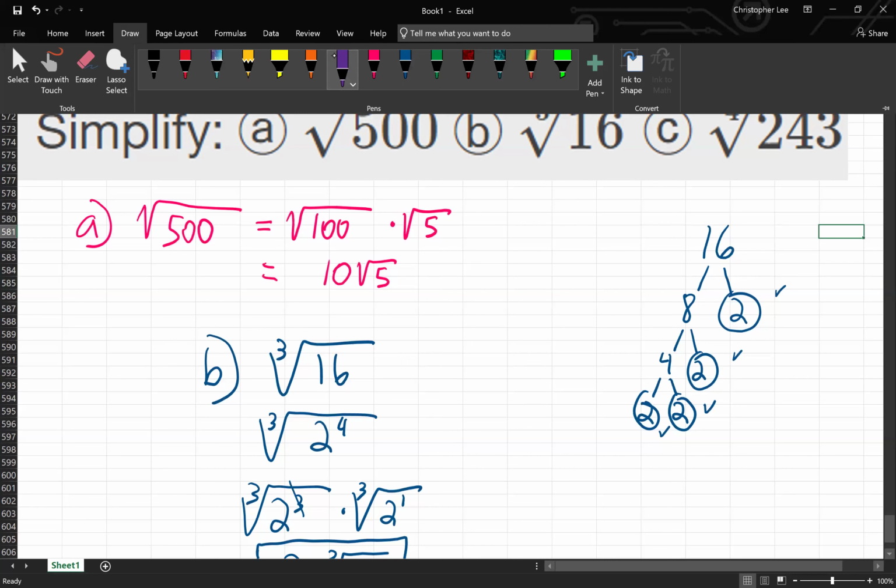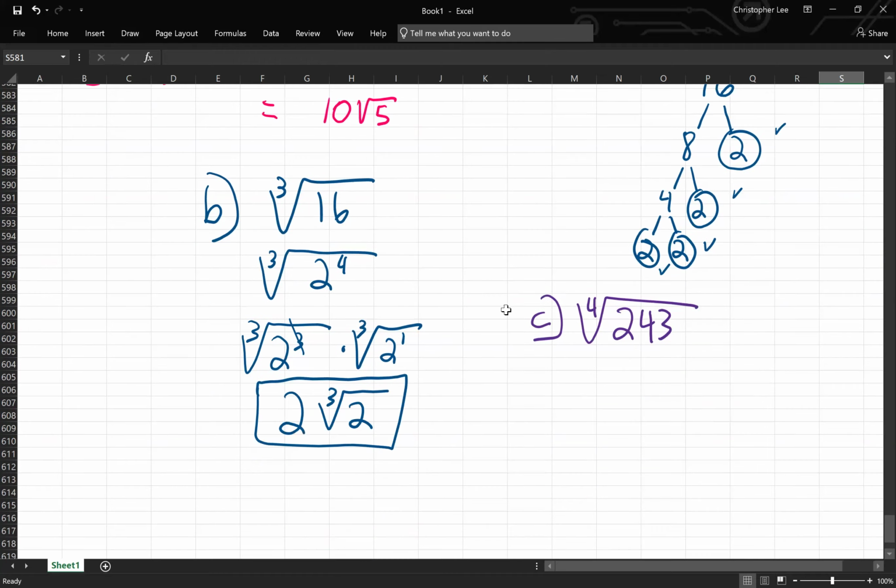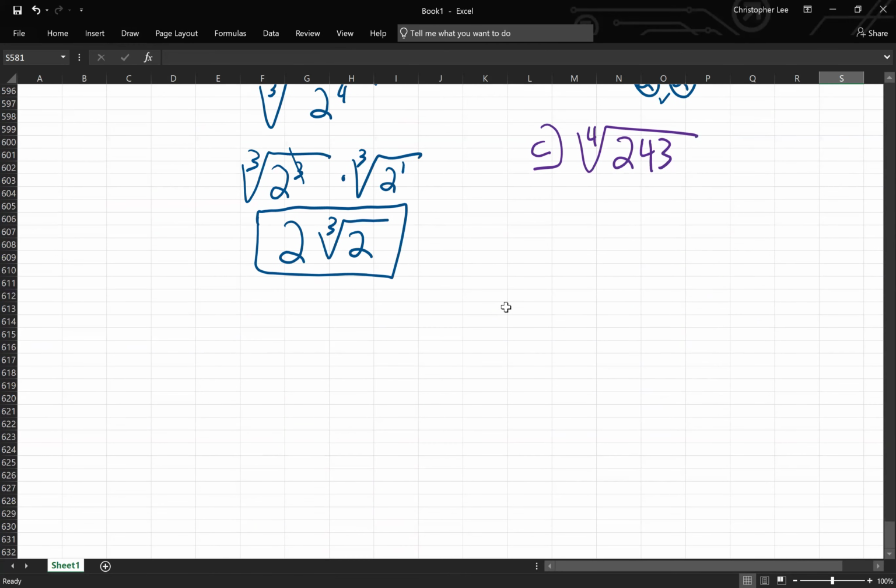I'm going to do that same way on letter C, excuse me. So I want to know what the fourth root of 243 is. I don't know what the perfect fourth root of 243 is. So what am I going to do? I'm going to break 243 into its basic prime factors.